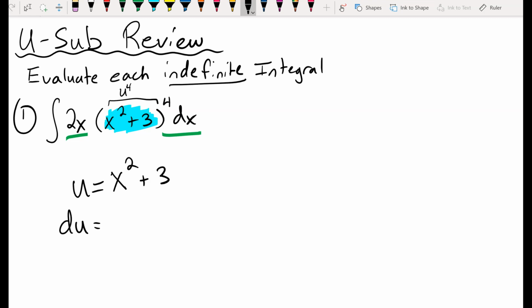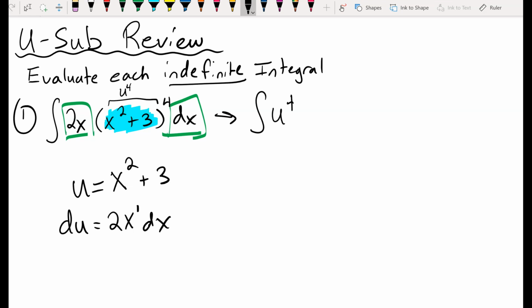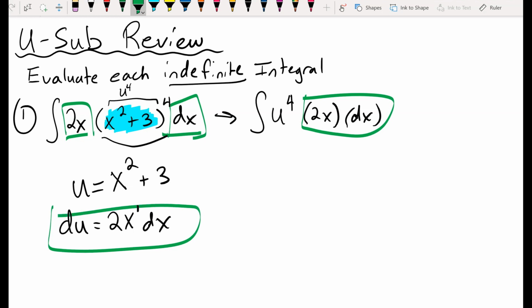So if I take the derivative on both sides, du is equal to, x squared just turns into, I bring down the 2 multiplied by the exponent and subtract 1 from it, so that's just x to the first. The derivative of any constant is 0, so that's just 2x dx, which is great because that's precisely what I still need to replace here, right? Currently, this integral looks like U to the fourth, if I just bring this blue stuff to the front, times 2x times dx. And 2x dx is precisely the same thing as du, so I'm going to make that substitution there. So this is really asking me to take the integral of U to the fourth du.